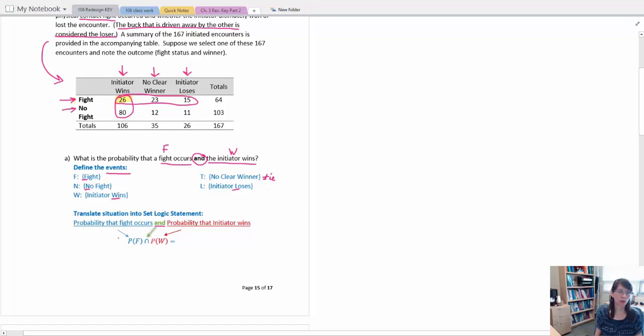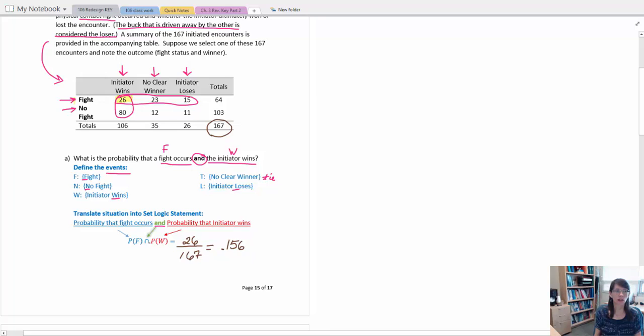So to calculate the probability of the intersection of these events, we're going to use the number 26 and divide that by the total possible. Remember, there were 167 observations. So 26 divided by 167 is what we would be calculating. So we could leave our answer at 26 over 167, or we could use a decimal value to represent the probability. The decimal equivalent is 0.156.